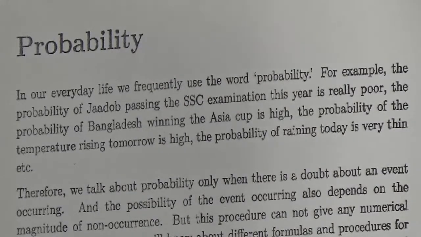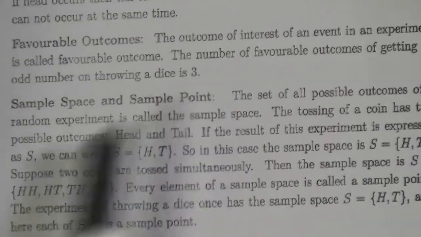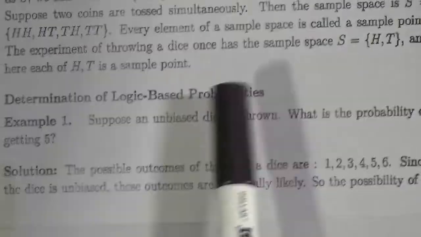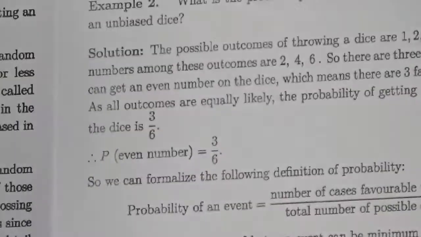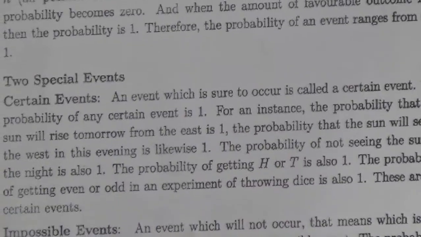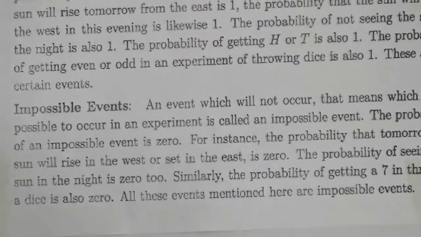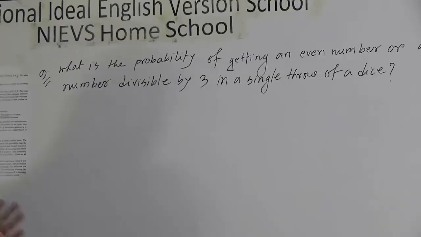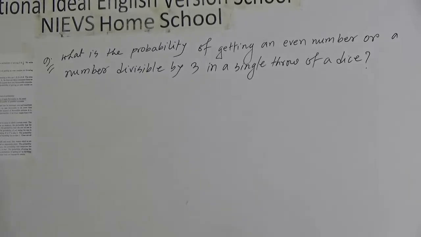Here I will discuss random experiment, event, equally likely events, mutually exclusive events, favorable outcomes, sample space and sample point, and then determination of logic based probabilities, and then here are two examples given, example 1, example 2, and here is a formula given, and then two special events are given here, certain events and impossible events. I will discuss in our today's class, and at last I will solve a problem from exercise 14, that is problem 9.